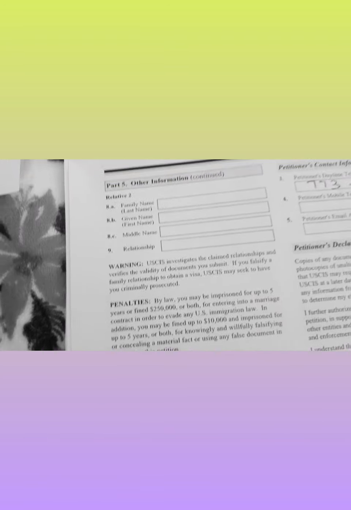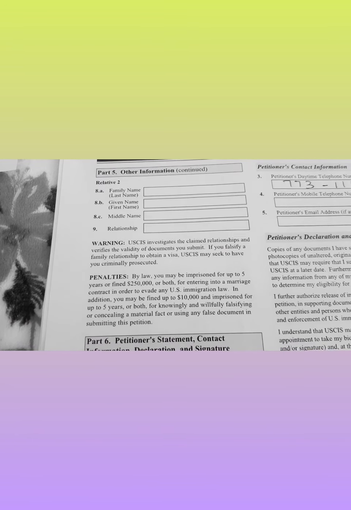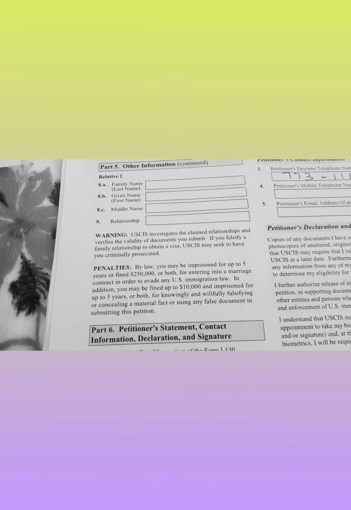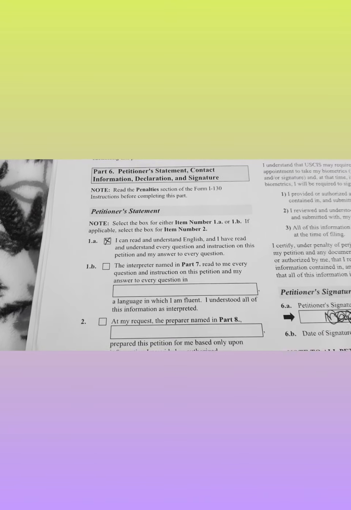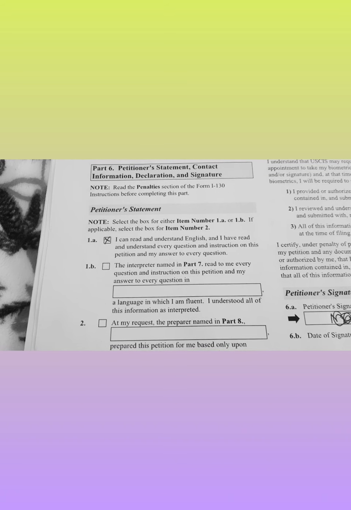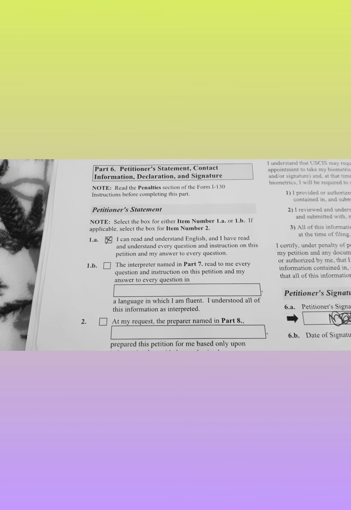So we move over to the next one. The next one is other information, still the continued one, the relative number 2. So they don't have. We move over to petitioner's statement, contact information, declaration, and signature.